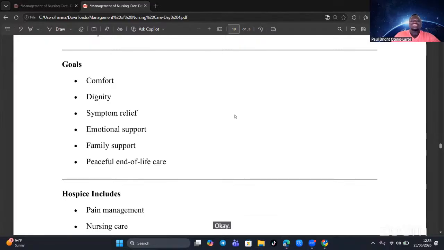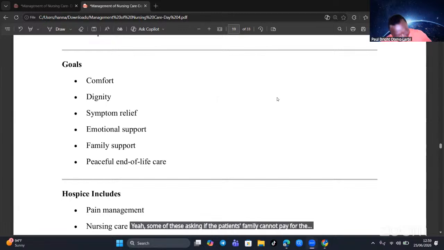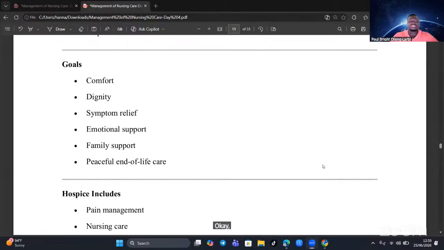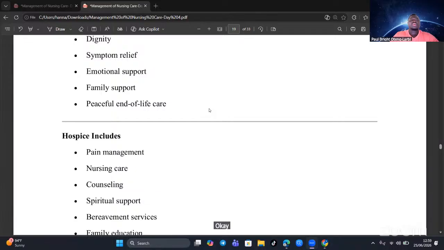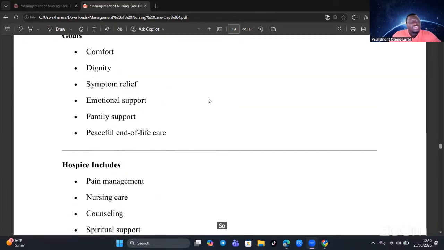Okay. So when doctor declares you, so what of if the patient's family cannot pay for the hospice care? Yeah, somebody is asking if the patient's family cannot pay for the hospice care. You take the patient to the hospital. Okay. Take the patient to the hospital. The message unit, sometimes they use some of their rooms for those things. Okay. Yeah. So hospice, comfort is our goal.